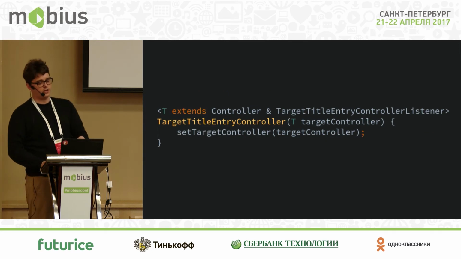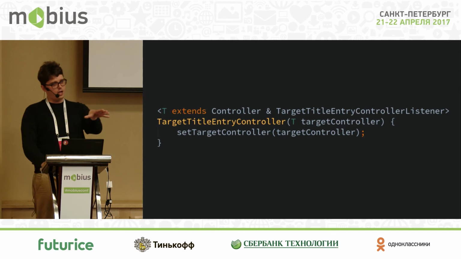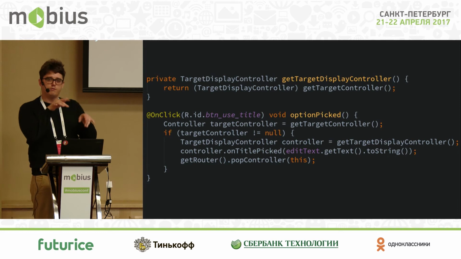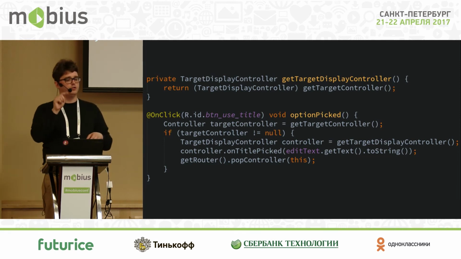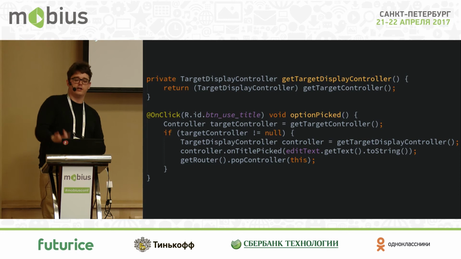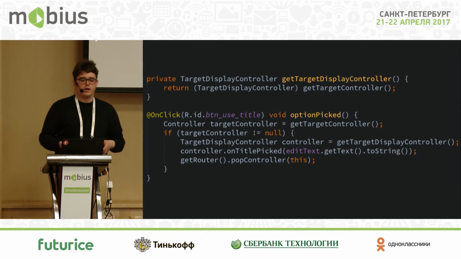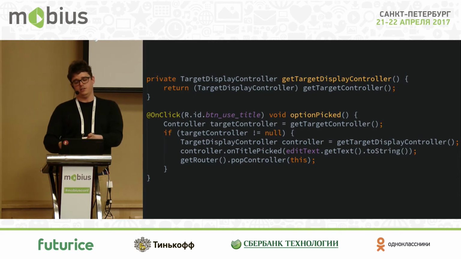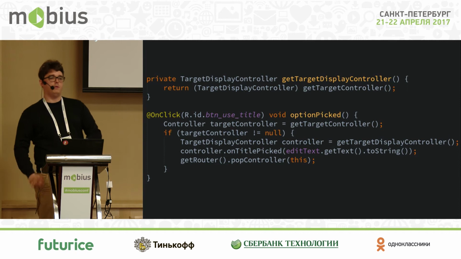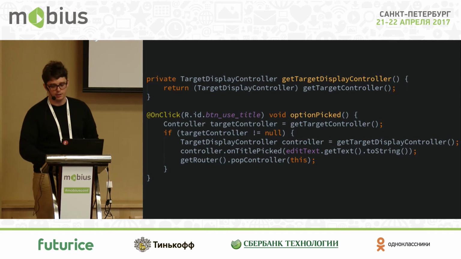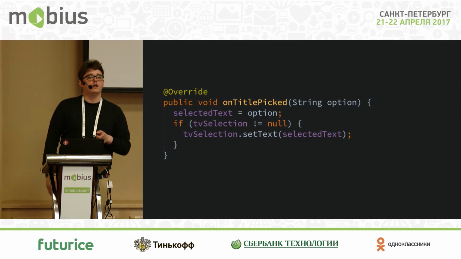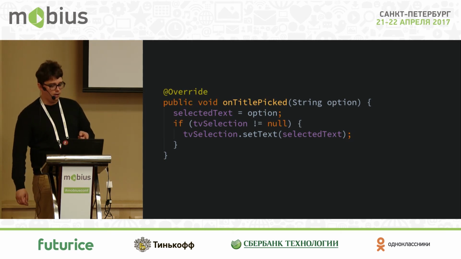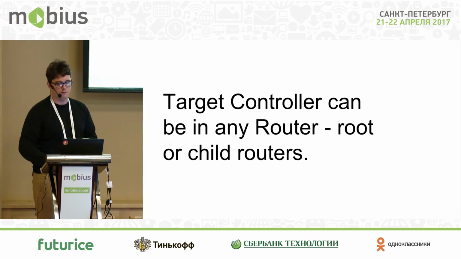This is how you set the target controller in this child controller, and this is what happens when you pick some option. You write there in the edit text, and then you tap on the button, use this title. This is what happens, right? You take the target controller, you cast it to some interface, and then you invoke on this interface onTitlePicked, and you pop the transaction, so it's moving out of the screen. And that's the implementation of the target controller, which is using this title, right? So it's pretty convenient.